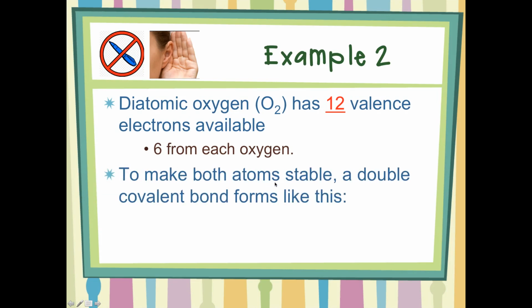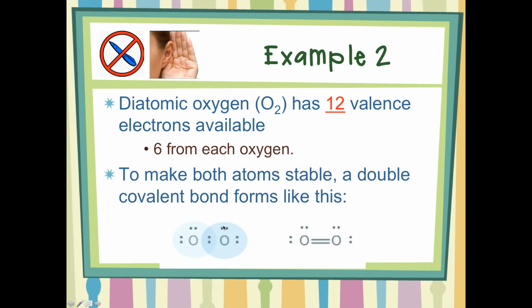Well, in order to make both atoms stable, they can't just take 6 and 6 because that is not stable. Or if one takes 8 and the other has 4, that's also not stable for both of them. So they're going to have to be more creative and they're going to create a double bond. So here's how the 6 electrons start, right? If they just share 1 pair of electrons, then that's still just 6 electrons each and it's not stable.